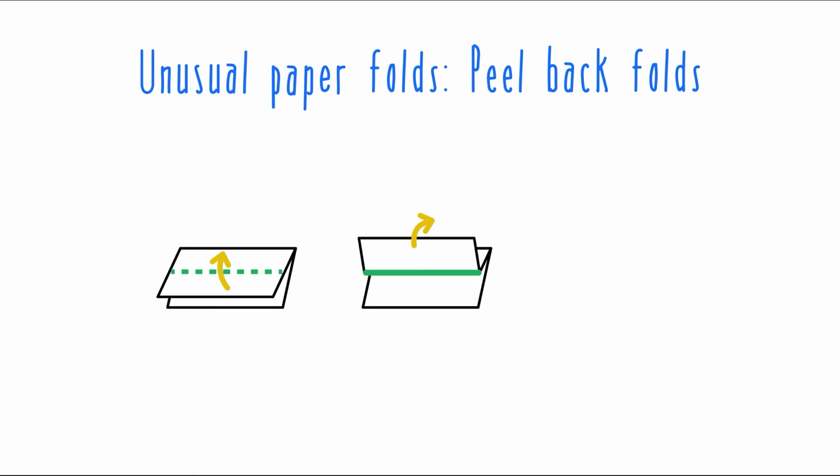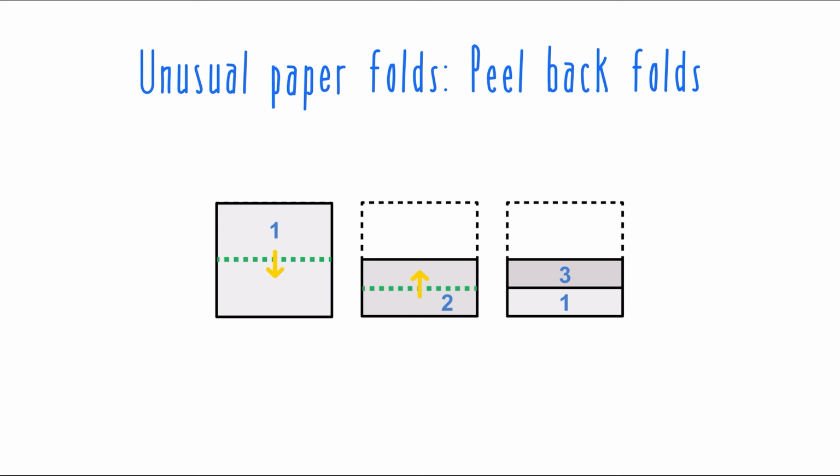Here's how this looks in 3D. Notice how this colored layer has been peeled back. If we look at how many layers of paper are in each area, we can see that the peel back fold made it so that there are fewer layers of paper in this area and more layers of paper in this area. And that's without changing the overall shape of the paper.